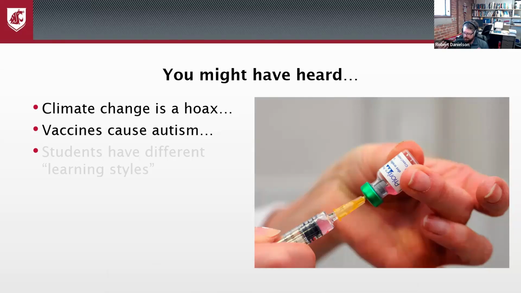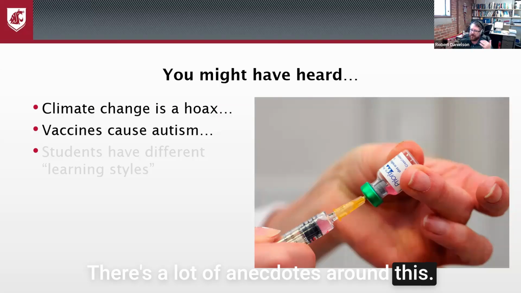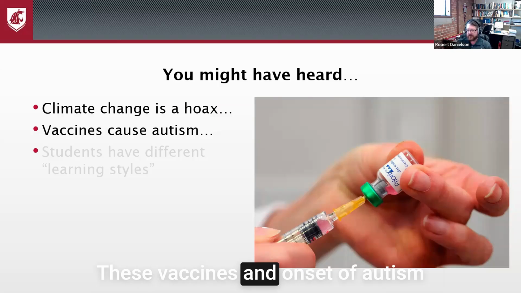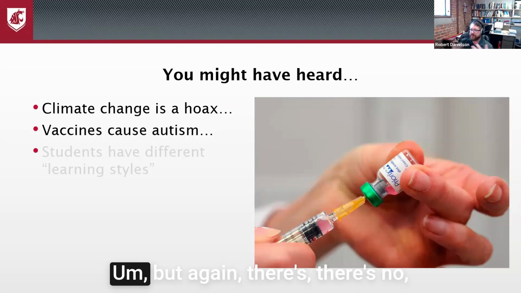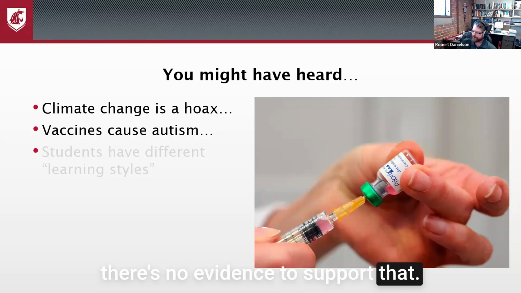However, right? There's a lot of anecdotes around this. These vaccines and onset of autism tend to correlate in time and space. But again, there's no evidence to support that.